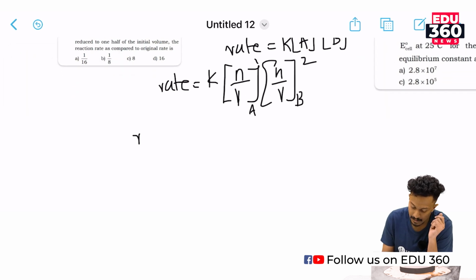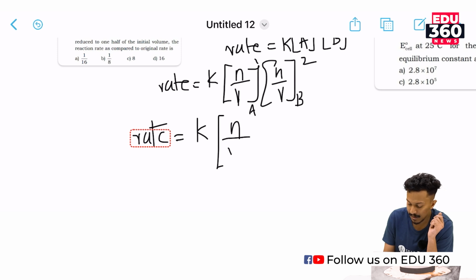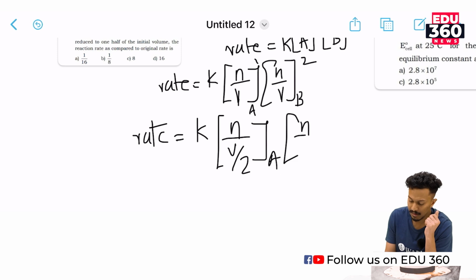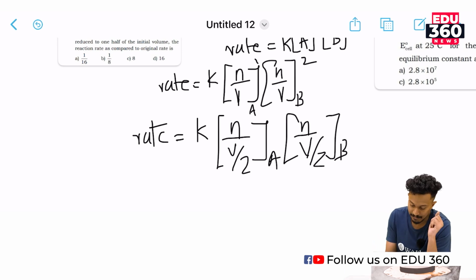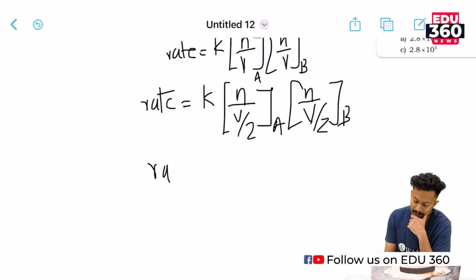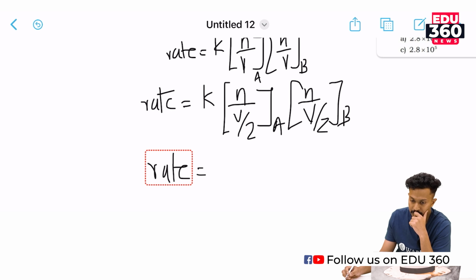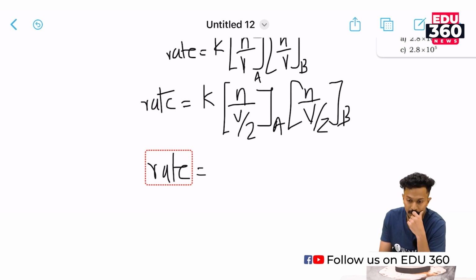We can reduce that. Rate is equal to K into n by V/2 for A, and we have reduced that for B. Yes, we have reduced the volume in each concentration, and with that we could also say that the rate is equal to K times 2n by V, 2n by V, 2n by V, giving 8K. Am I right?